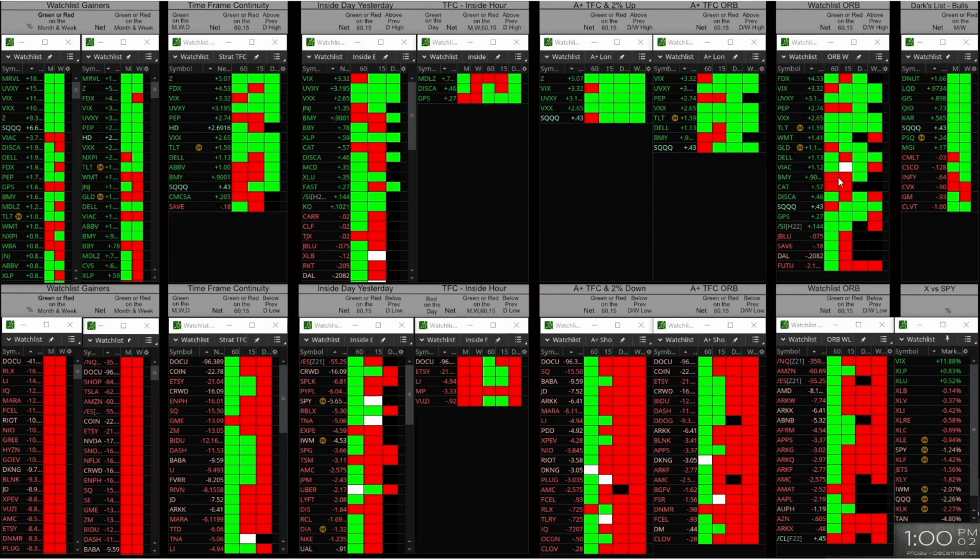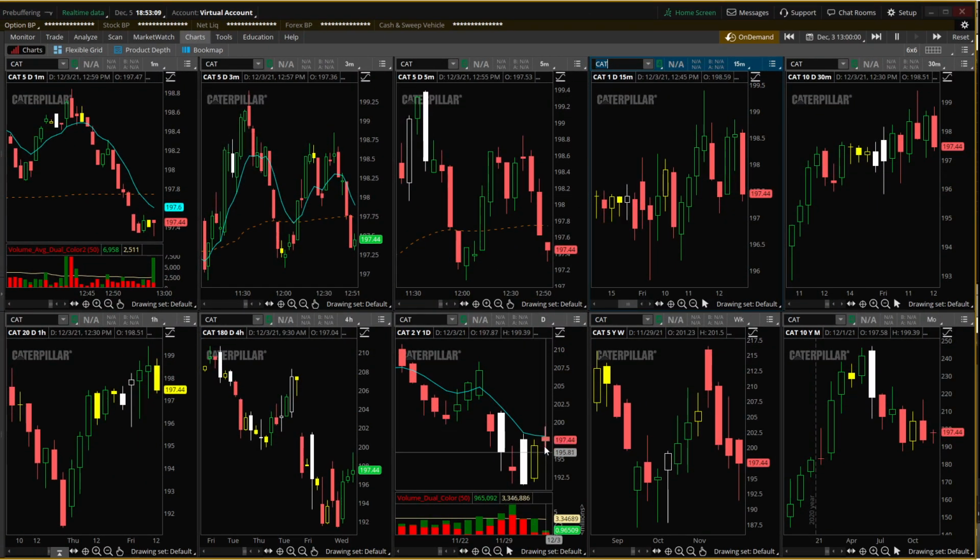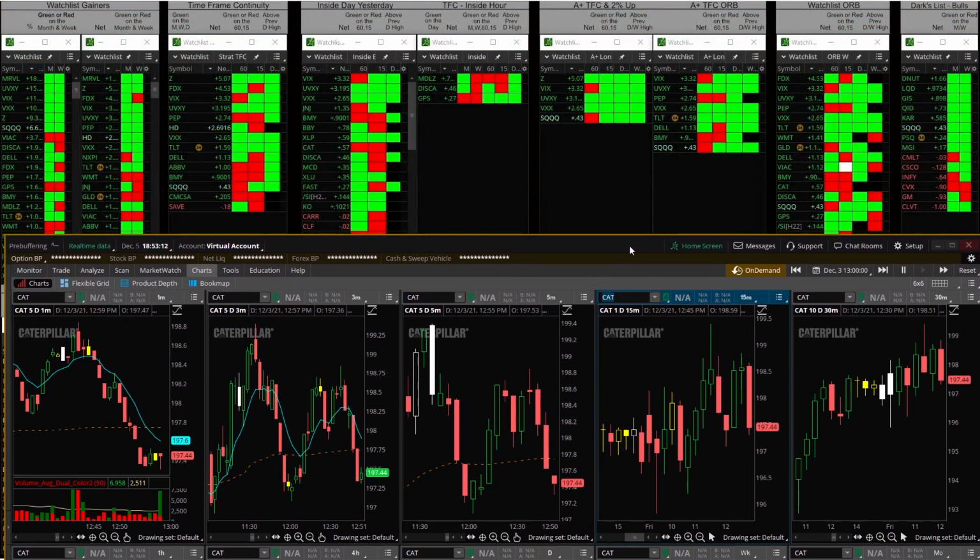And the watch list ORB, same thing, just not going to have the full time frame continuity. So if we take a look here at, let's say, CAT. Is it going to be green on the day here? Let's see. It's actually not green on the day. So this is a good example of it being green here on this list, but if you look at the daily chart, it's a red candle. Why is there a discrepancy there?